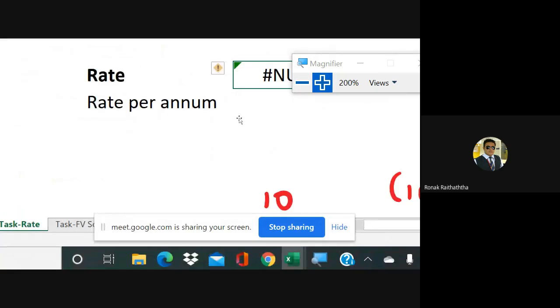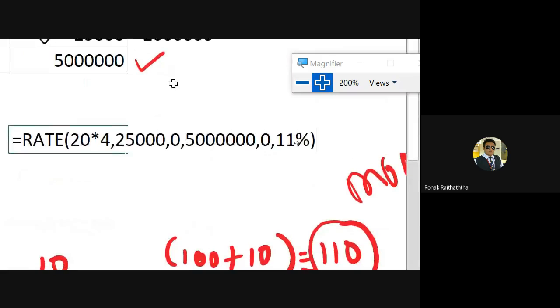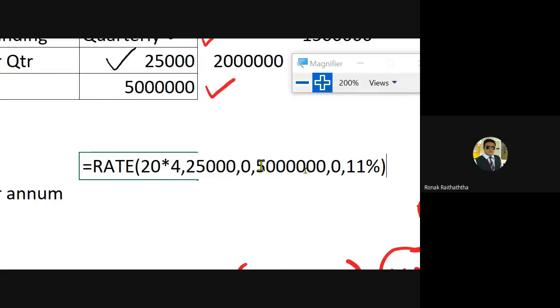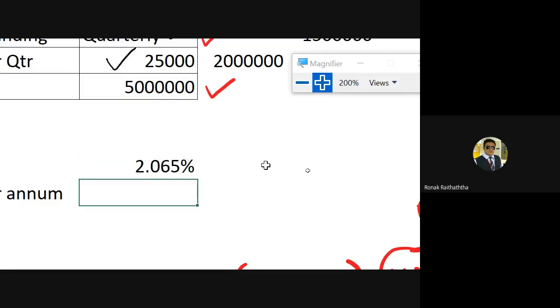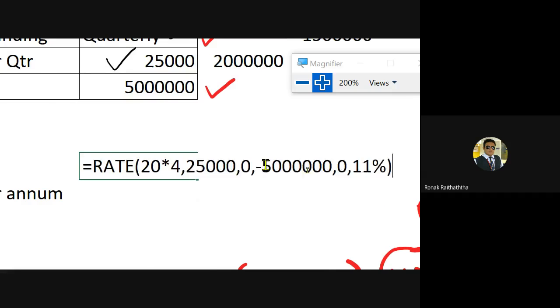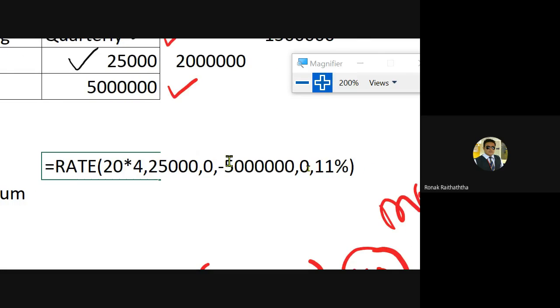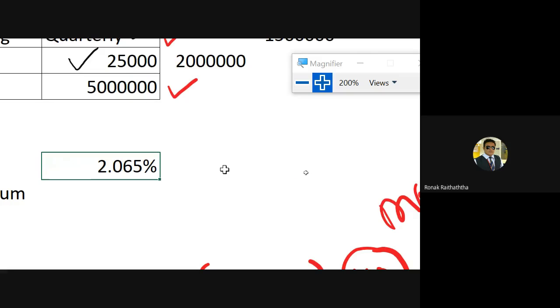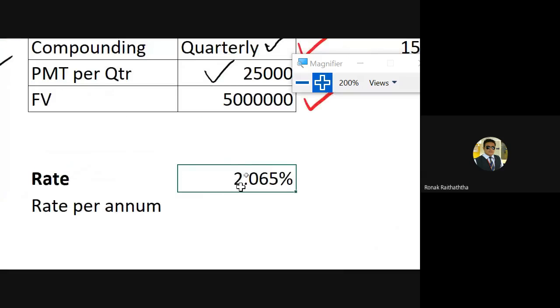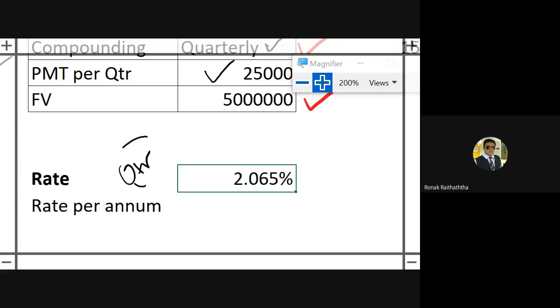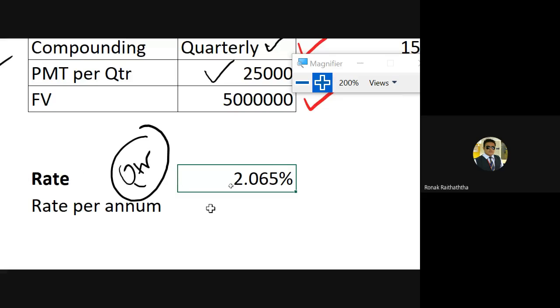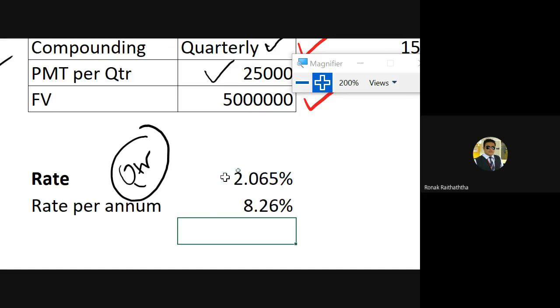Oops, just a second. Okay, so FV, I must put it in the minus so that Excel can give me the answer. So FV must be there in a minus, please. So it comes at rate of 2.065, and that is on quarterly basis, please everyone. This is the quarterly rate. In 1 year you have 4 quarters. So your yearly rate comes at equal to this multiplied by 4, which is 8.26%, which is not a good return at all.